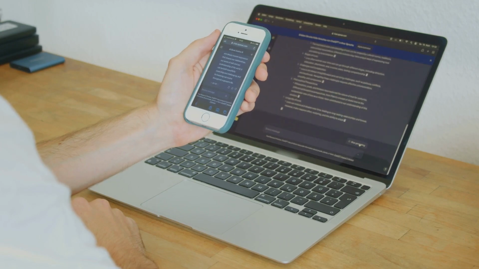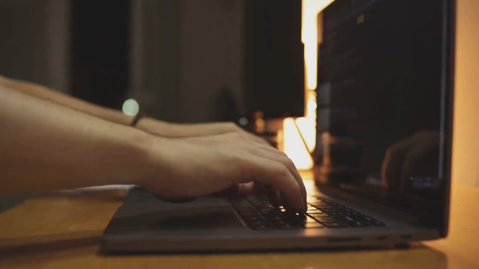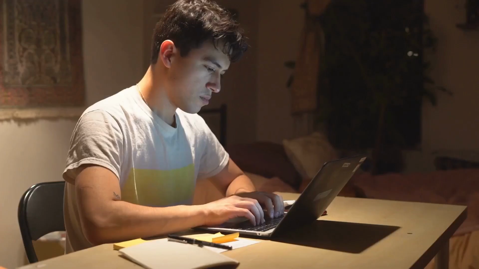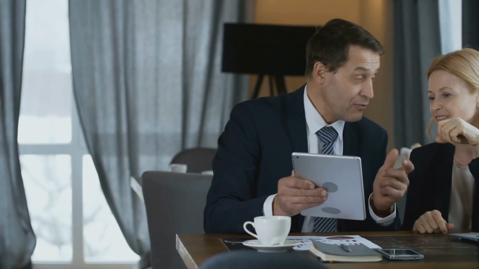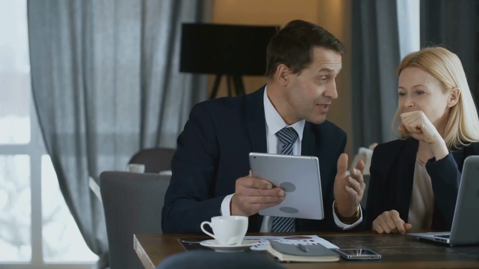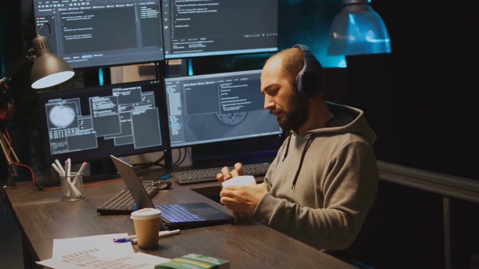Image and video creation. This is where it gets really wild. LLMs are now being used to create images and even videos from simple text descriptions. Imagine typing in "a cat wearing a hat riding a unicorn" and getting a picture of exactly that.